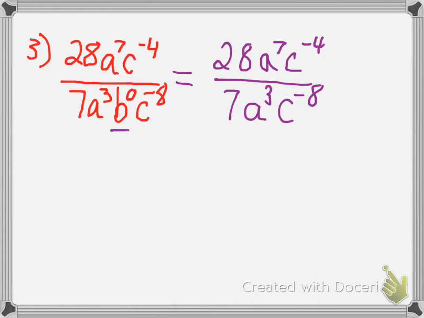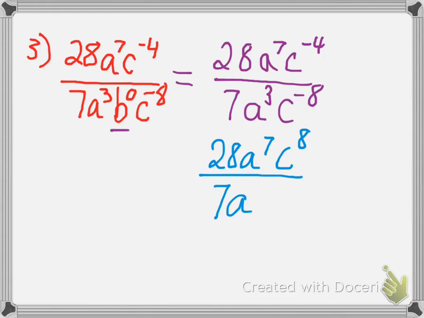Now you're going to go through and switch things around if you have negatives. So 28, a to the 7th is going to stay because it's positive. c to the 8th is going to come up from the bottom. 7 stays on the bottom. a to the 3rd stays on the bottom. c to the 4th moves to the bottom because it was negative. And now you're just going to simplify like normal.